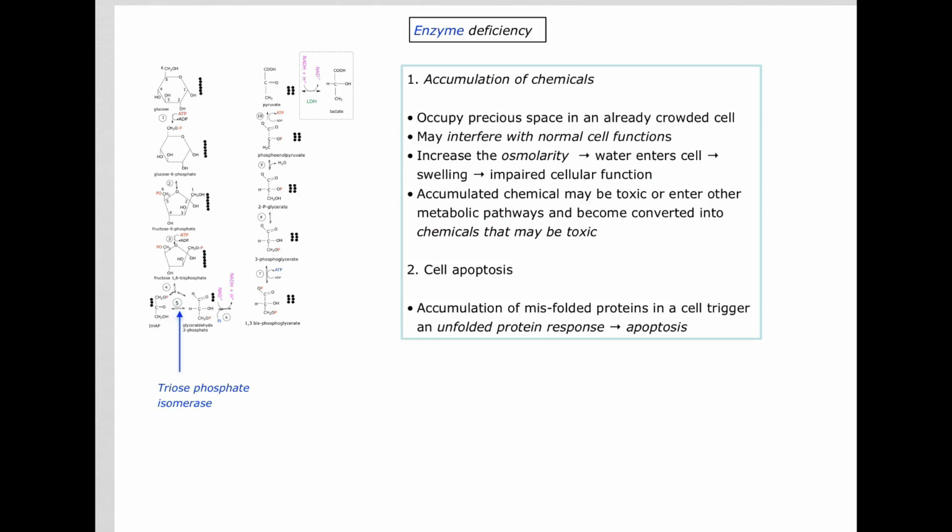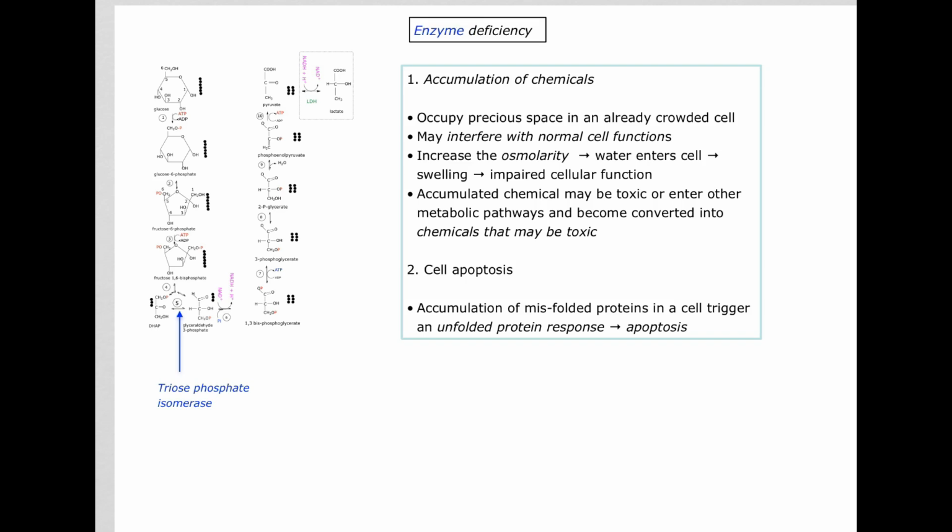Now, if the enzyme, which is a protein, is misfolded, so it gives you a defective enzyme, it doesn't fold properly. Misfolded proteins, including misfolded enzymes, can trigger a cellular response called the unfolded protein response. Now this unfolded protein response is a program that can lead to apoptosis. The cell can actually commit suicide by apoptosis. So in this way, enzyme defects can be quite dangerous to human survival.